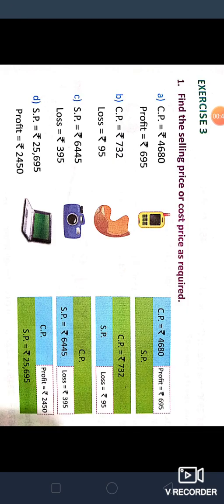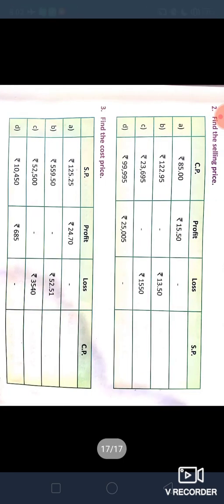So exercise 3, question number 1 we have discussed. Two questions already we have discussed, A and B, and C and D I told you to do on your own. Now today we'll discuss question number 2 and 3. Some questions of question 2 and 3 I'll do for you, then a few questions I'll give you as homework. Already I've given you homework, but for those who could not do it or could not understand, I am doing it once again.